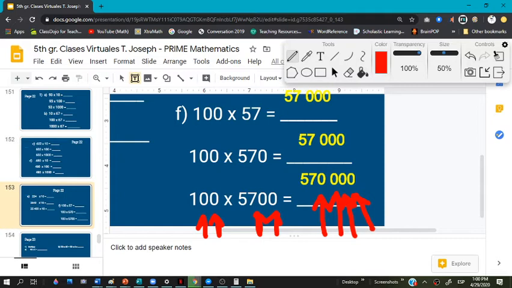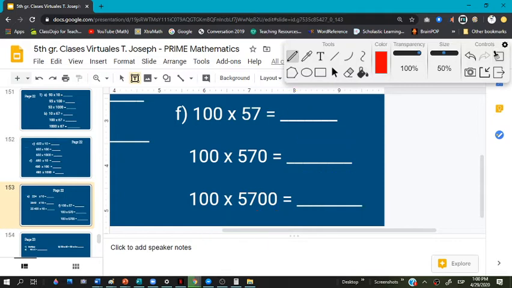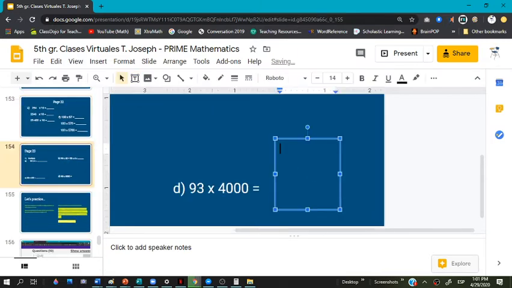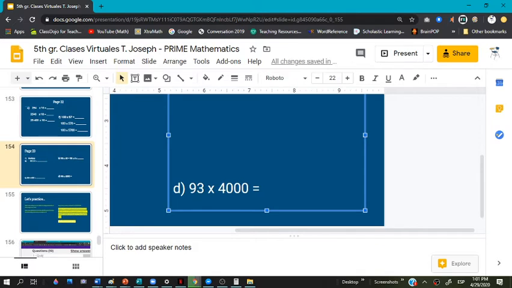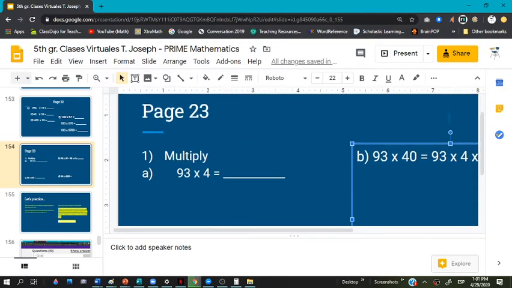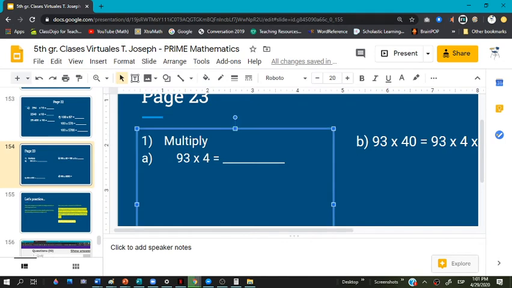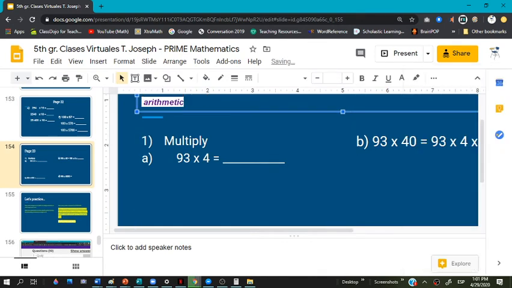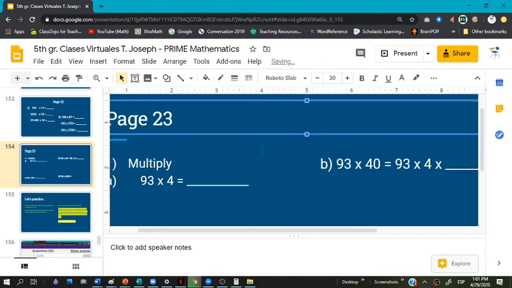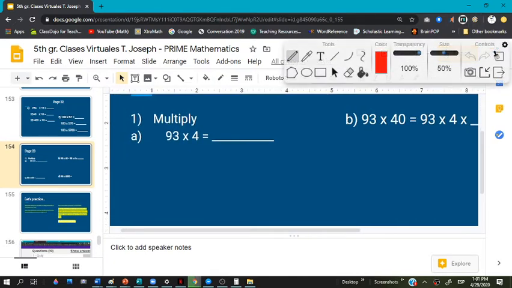We're going to move to page 23 right now. So go to page 23 in Prime. Here we go, right there. We're going to do a couple of problems together. Let me move this down a little bit. We're going to multiply 93 times 4. You should be able to do these now on your own, but just let me do the problem. Okay, there we go.